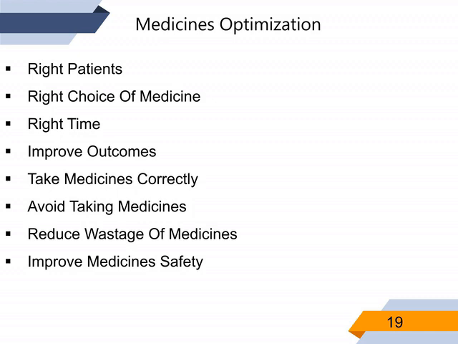Therefore, medicines optimization is about ensuring that the right patients get the right choice of medicine, at the right time. By focusing on patients and their experiences, the goal is to help patients to improve their outcomes, take their medicines correctly, avoid taking unnecessary medicines, reduce wastage of medicines, and improve medicines safety. Ultimately, medicines optimization can help encourage patients to take ownership of their treatment.